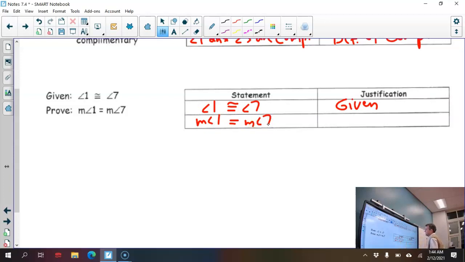Again, this is a definition, because once I've said they're congruent, I can say by the definition of congruent, I like to use the congruent symbol, by the way. The definition of congruent says that because they're congruent, therefore their measures are equal. So because of step 1, therefore step 2 must be true. If two angles are congruent, then their measures are equal.